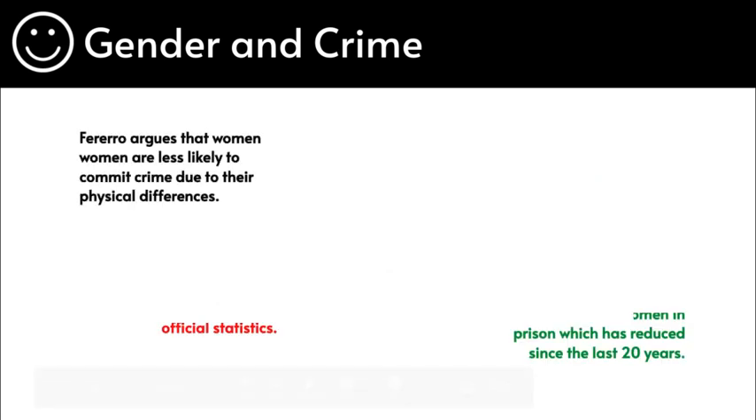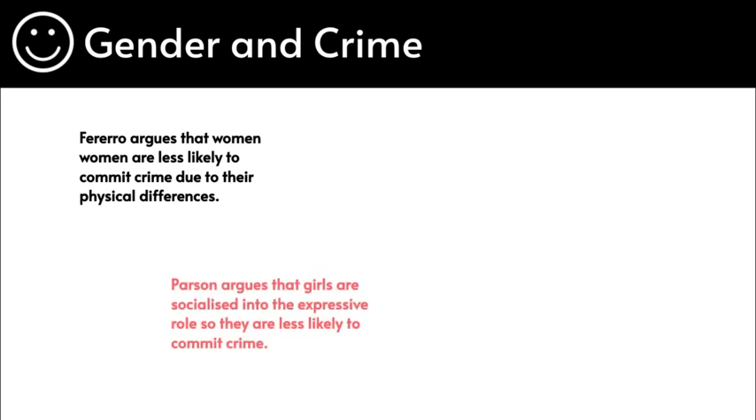So, let's continue on to look at gender and crime. Ferrero argues that women are less likely to commit crime due to their physical differences. Because they are different to men, they are less likely to commit crime. So this is a reason why perhaps women commit far less crime than men. It's simply because of their physical differences, as Ferrero argues.